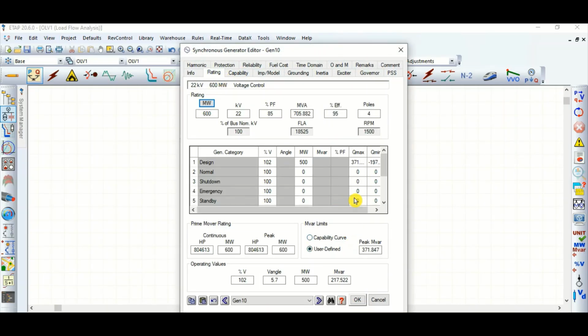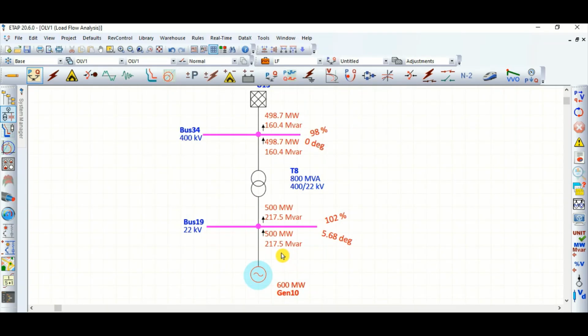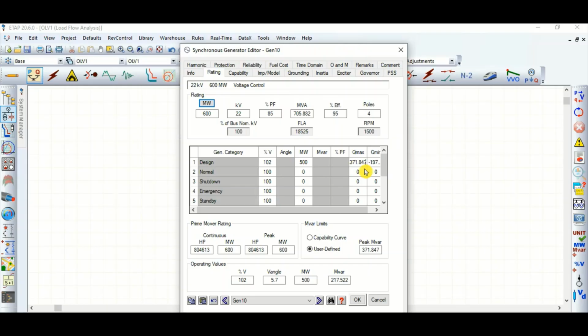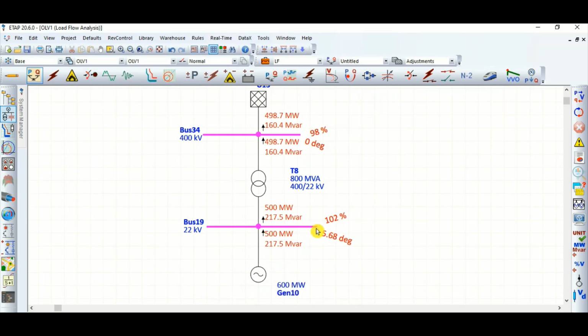And what is the maximum capability to generate? It is 371 Mvar. So if it crosses the limit, this 371 Mvar, in that case what will happen? The generator terminal voltage will drop in that case, and it will try to draw the balance reactive power from the grid side to maintain the generator terminal voltage at 102 percent.